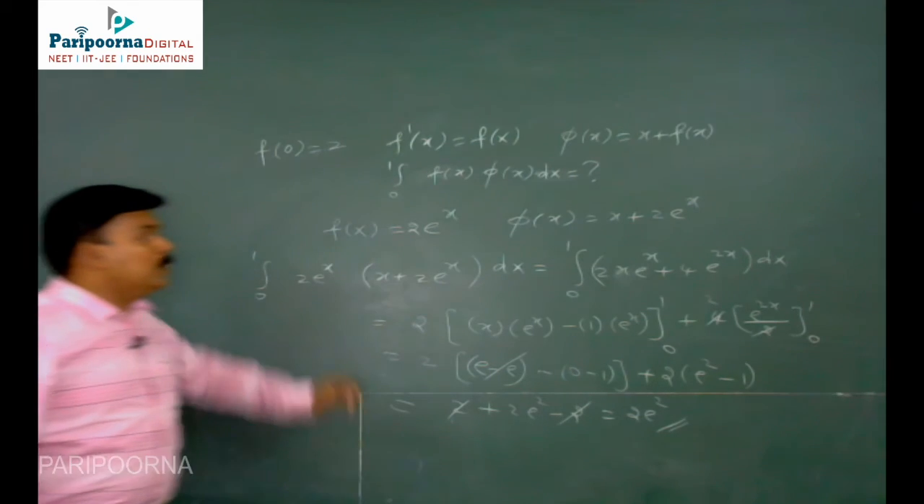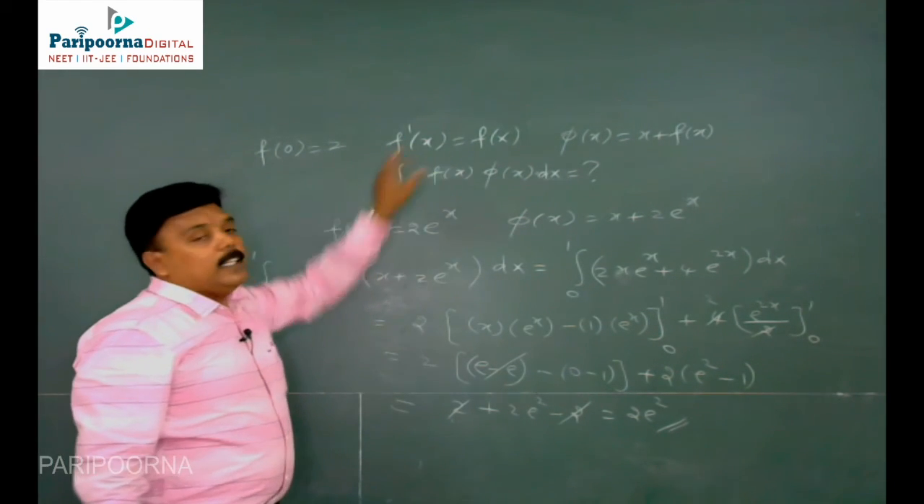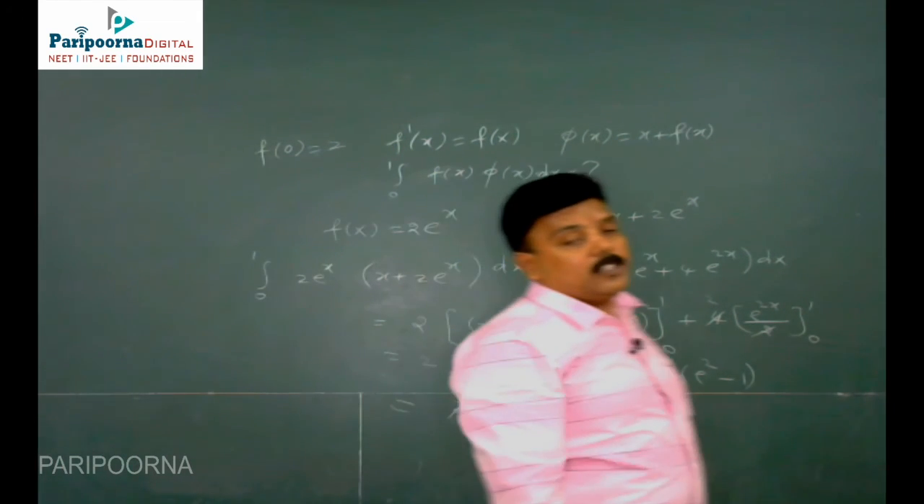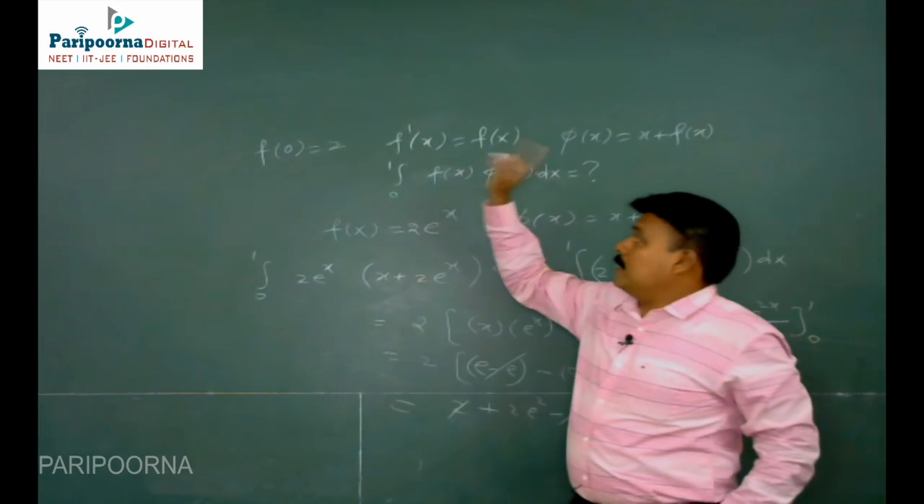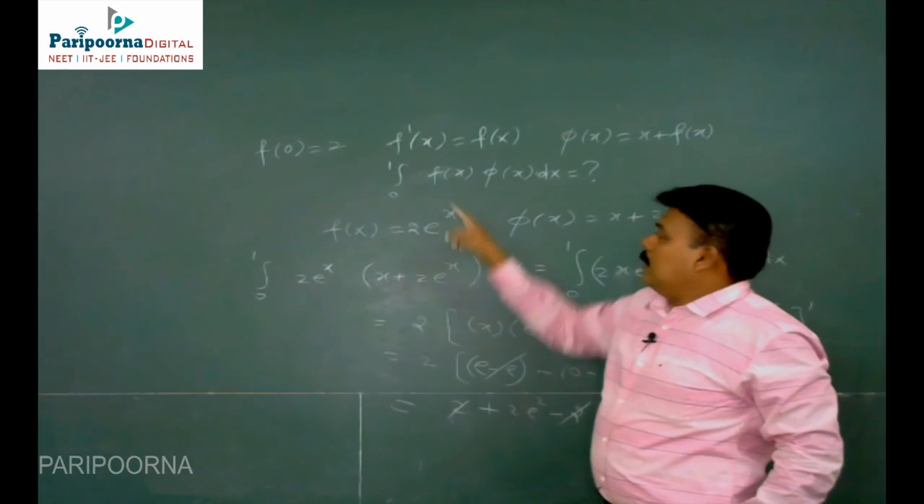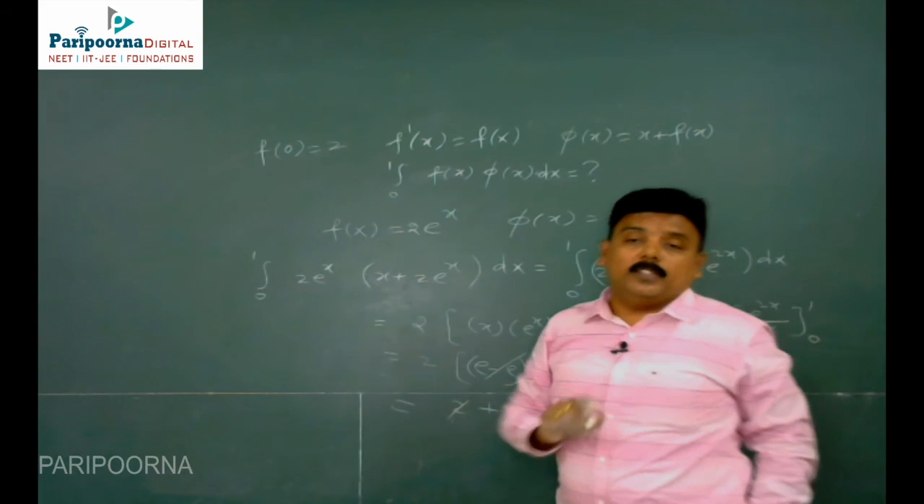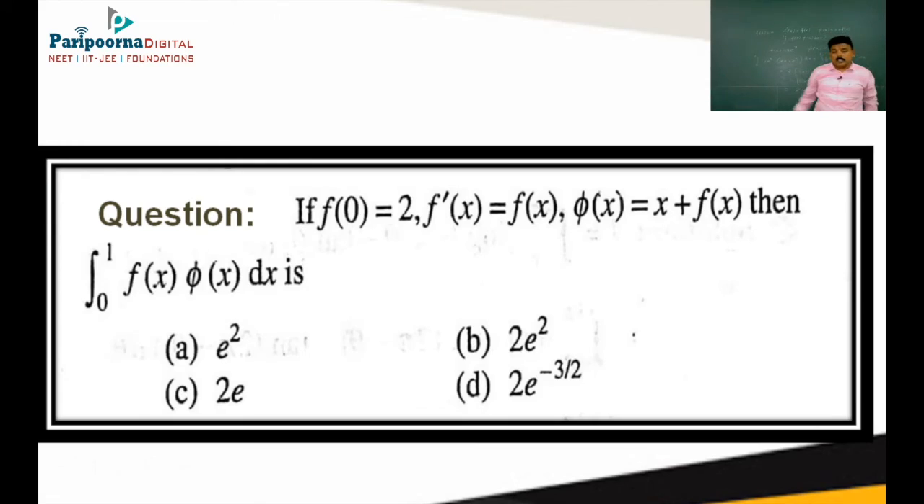This is a very simple question, provided you guess the function with f dash of x equal to f of x. That is a condition. This is a function which satisfies the given thing. So what is the solution? The solution for this question is 2e square, option B.